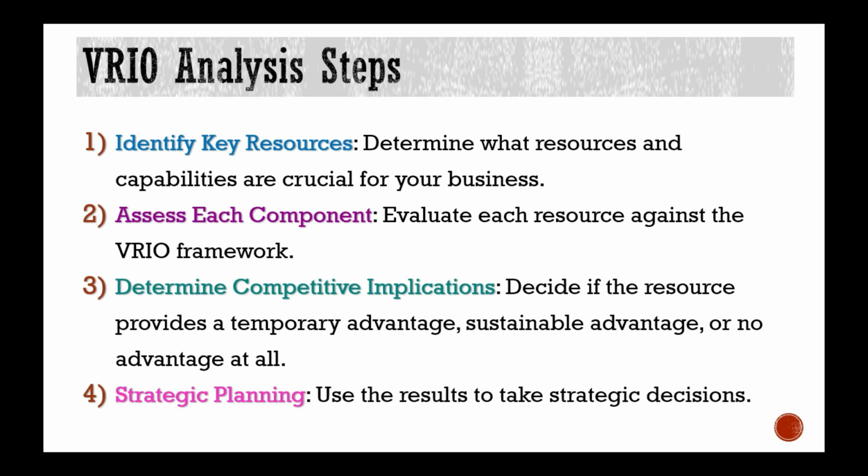Now let us understand how to perform this VRIO analysis. The first step is to identify the key resources: determine what resources and capabilities are crucial for your business, which are actually creating value for your customer. Then evaluate each resource against the VRIO framework. Then find out if the resource provides a temporary advantage, sustainable advantage or no advantage at all. And lastly, if the resources are not helping to develop competitive advantage, then the organization must invest to refocus and rebuild those resources for developing sustainable competitive advantage.